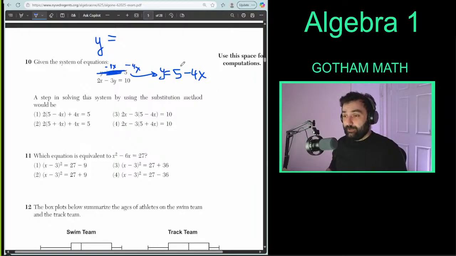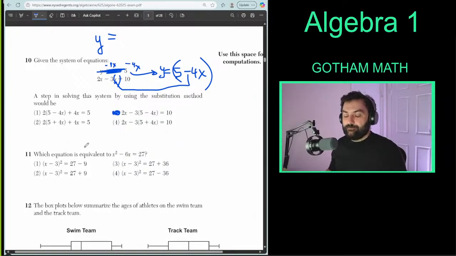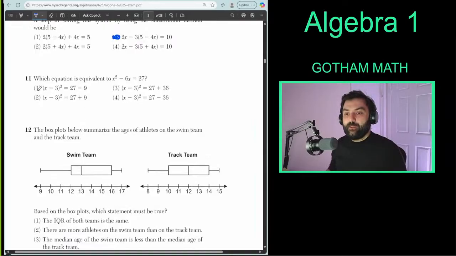And now we're going to take that and put it instead of the y into the second equation over here. So it's going to be 2x minus 3 and then parentheses and then that thing. So 3. Right? 2x minus 3, this thing equals 10. That's it. Do I want to teach you more over here? No.